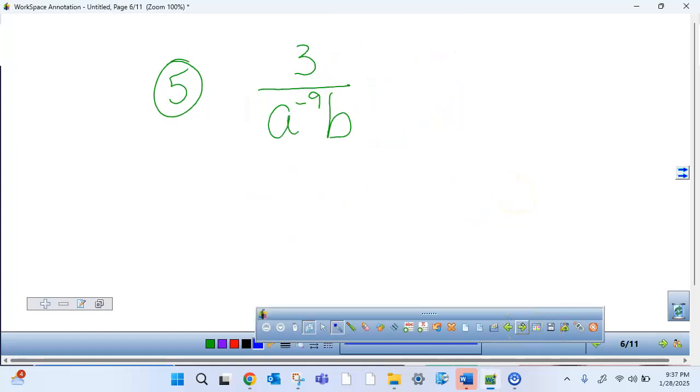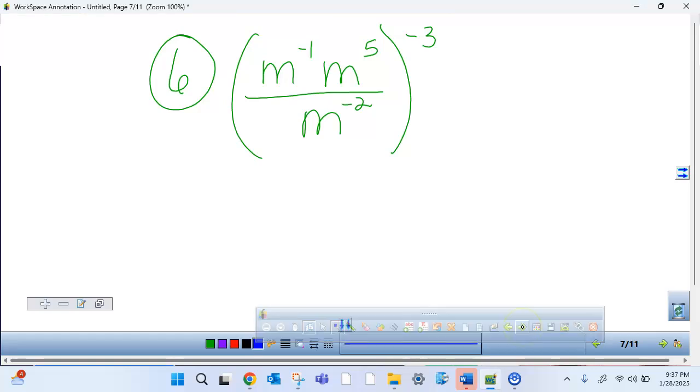Number 5, you have 3 over a to the power of negative 9, b. Well, your a and your b have different bases, so you can't simplify them together. But that a power negative 9 means you're supposed to reciprocate a power 9. The 3 and the b do not reciprocate. They stay where they're at. So the simplified form is 3a power 9 over b.